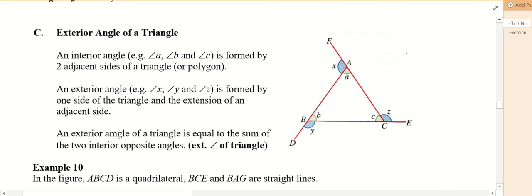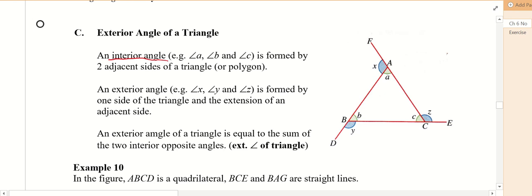Now, when I say all three angles in a triangle, there's another name for it, which is called interior angles. Okay, let's talk about this. Any interior angle, interior actually means inside.